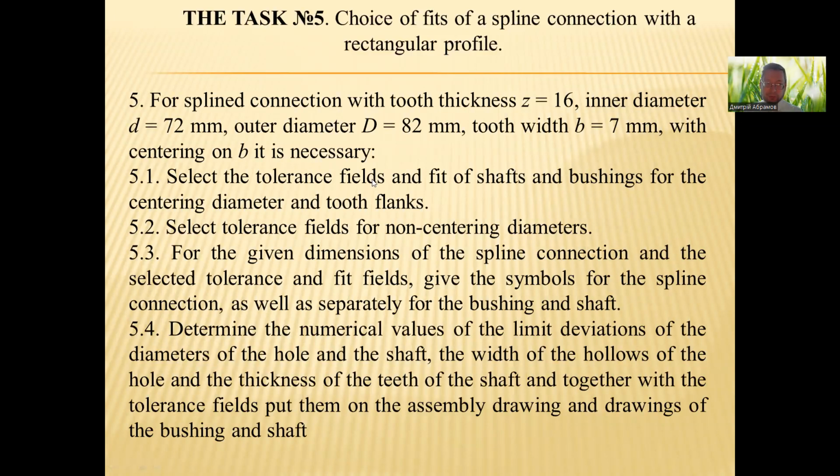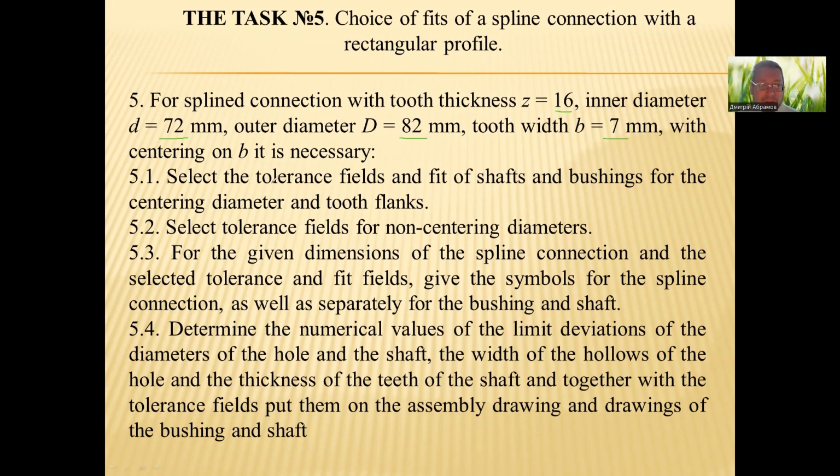And let's read the task number 5 of this laboratory work. For a splined connection with number of teeth Z equal to 16, inner diameter small d equal to 72 millimeters, outer diameter big D equal to 82 millimeters, tooth width B equal to 7 millimeters.